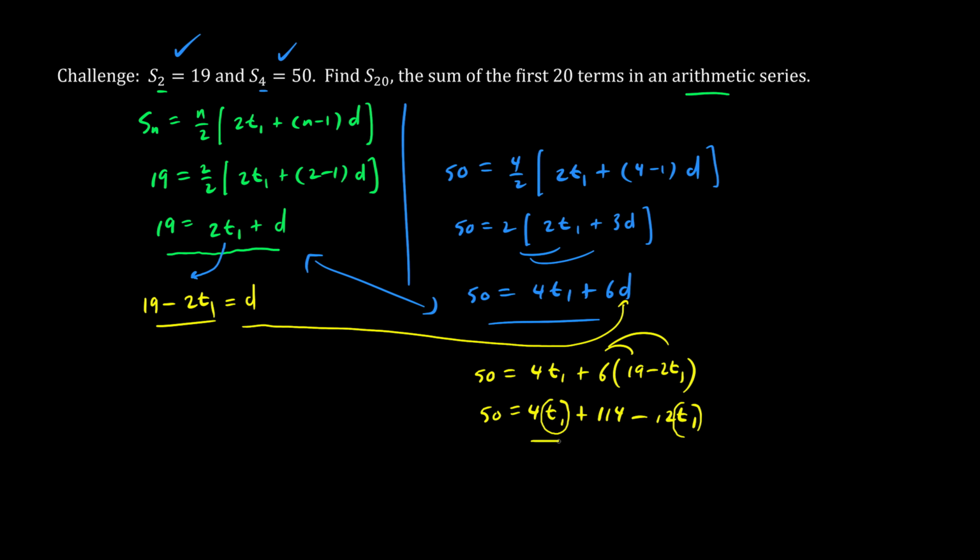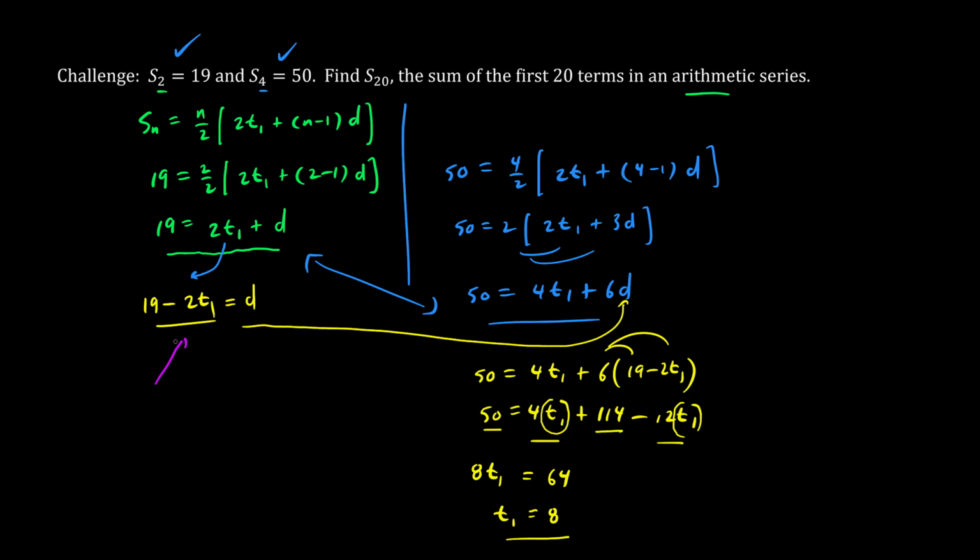So we have 4t1 minus 12t1, which happens to be negative 8t1, which we can move over to the left-hand side as 8t1 is equals to 114 take away 50, which is 64. Divide both sides by 8. We have t1 is equals to 8. So there we have it. We worked hard and we finally found t1.